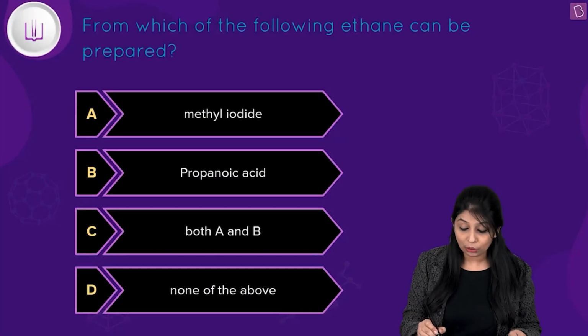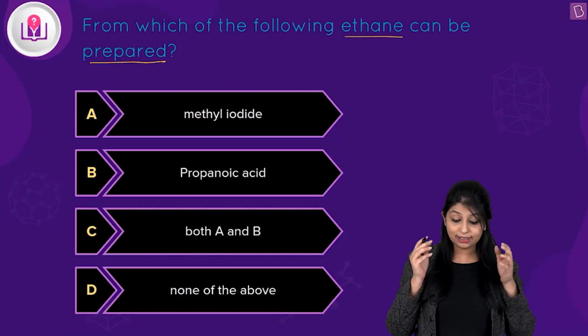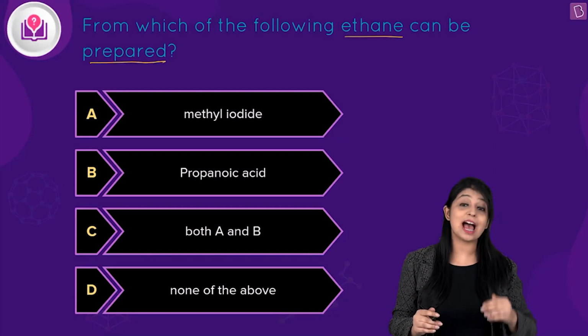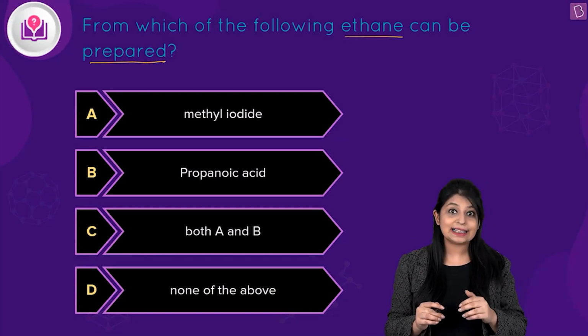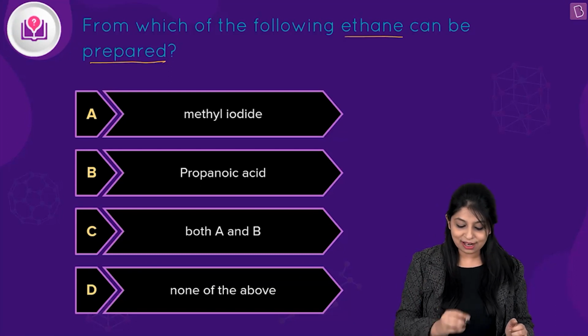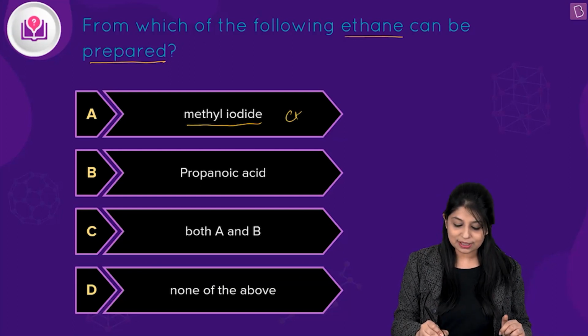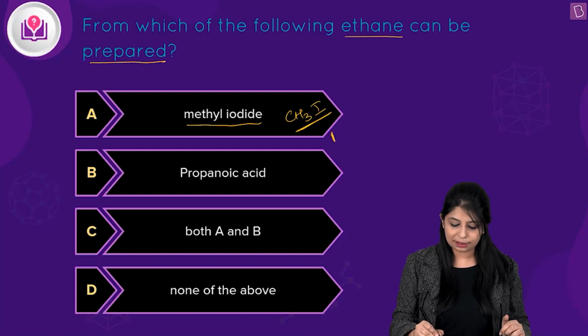From which of the following can ethane be prepared? We have been given four options and we have to find the reactant which will give ethane as a product. The first option is methyl iodide, which is CH3I. So in the reactant, we have one carbon atom.